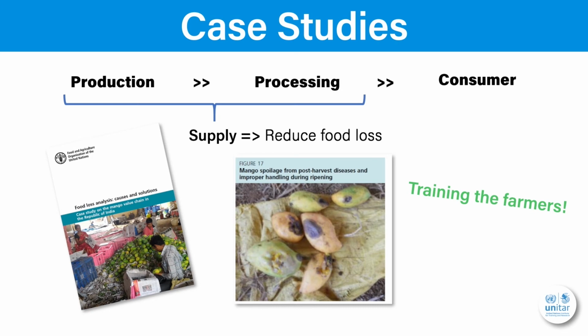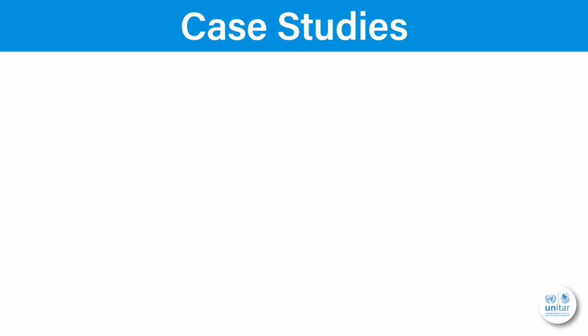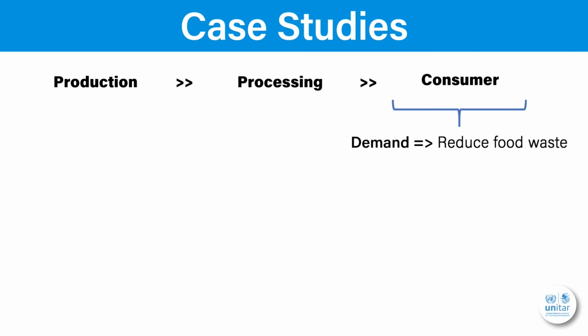We can see that a good understanding and analysis of our value chain on the supply side can uncover problems that we sometimes can address with simple solutions. But it is equally important to address the demand side. Here we are dealing with food waste.